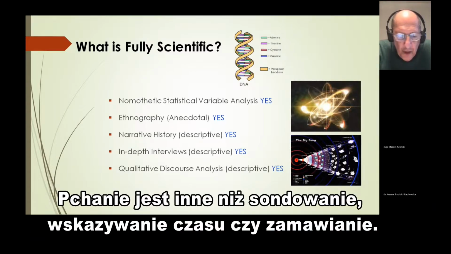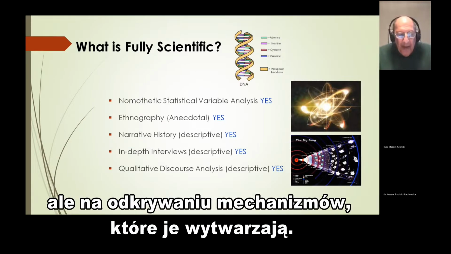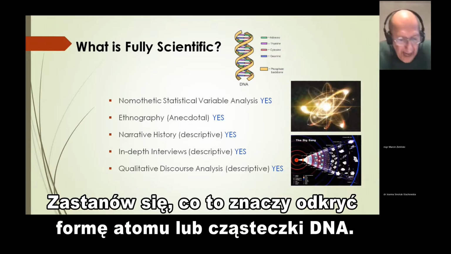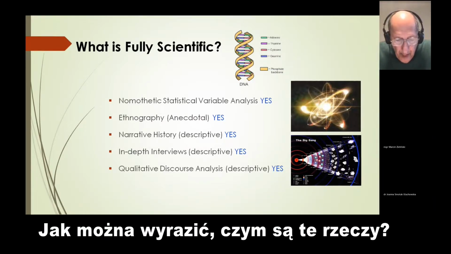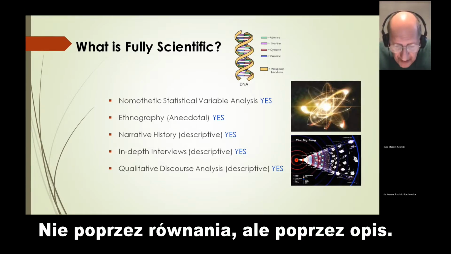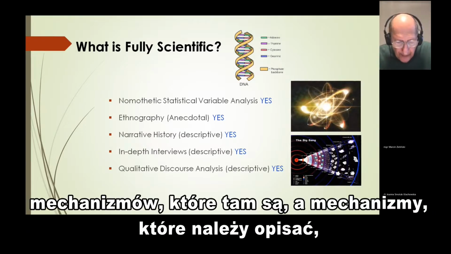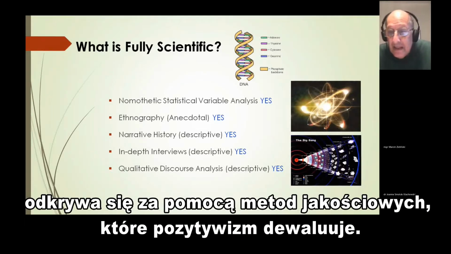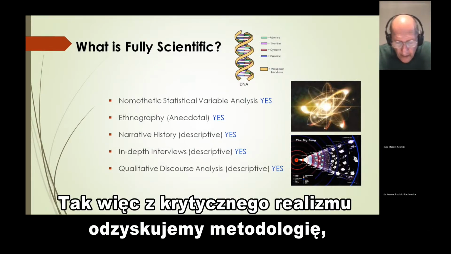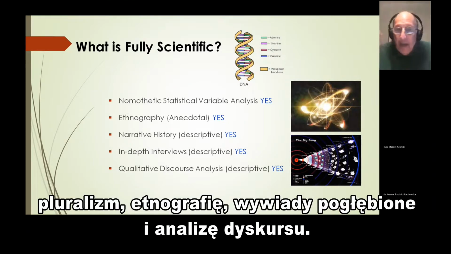Science is not just about showing correlations among events, but about discovering the mechanisms that produce them. Consider what it means to discover the form of an atom or the DNA molecule. How do you express what these things are? Not by equations, but by description. A good part of science is describing the mechanisms that are out there. And you find out the mechanisms to be described by the qualitative methods that positivism devalues. So with CR, we recover methodological pluralism: ethnography, in-depth interviews, and discourse analysis. They all come back in.